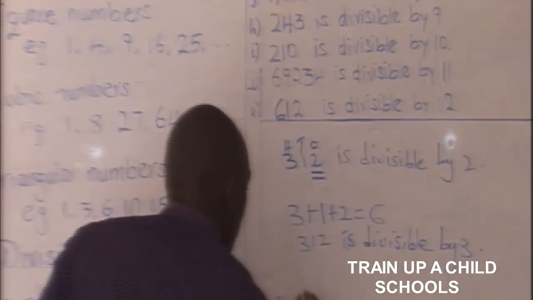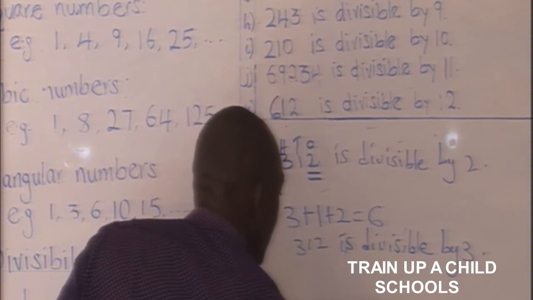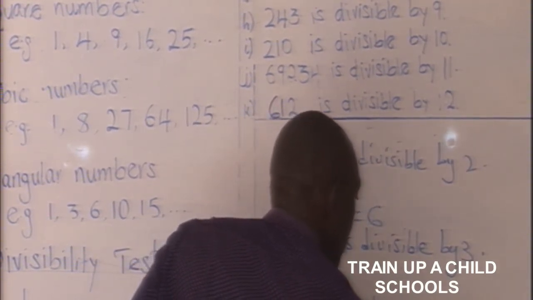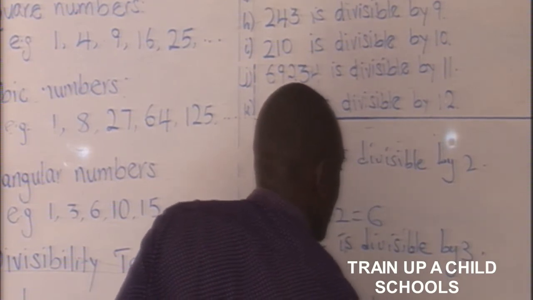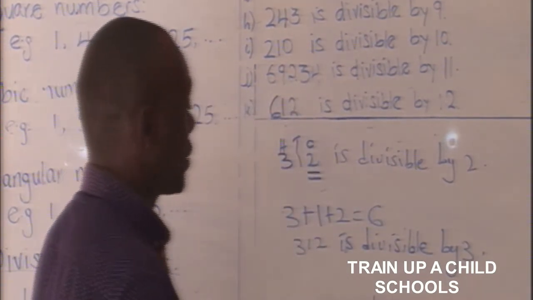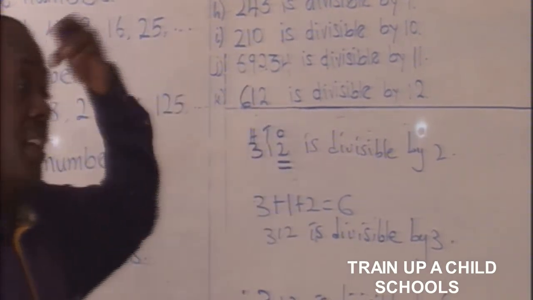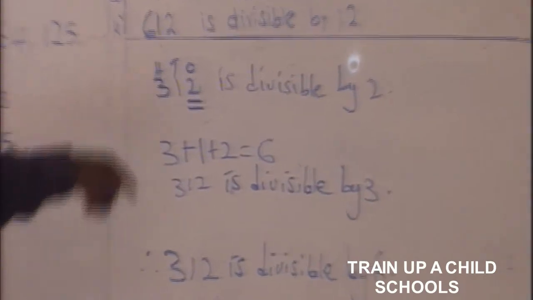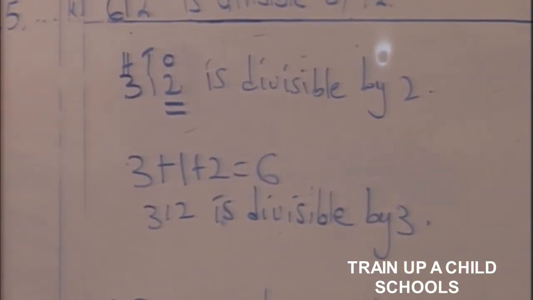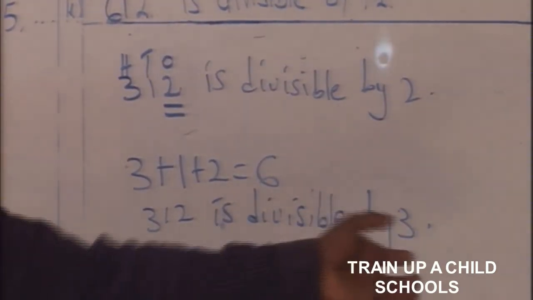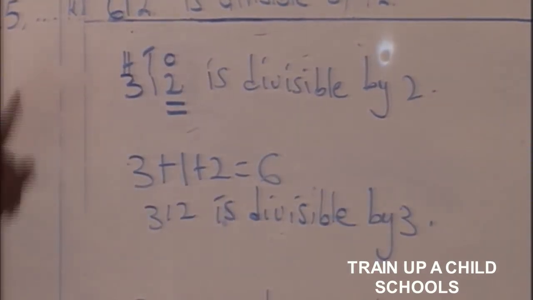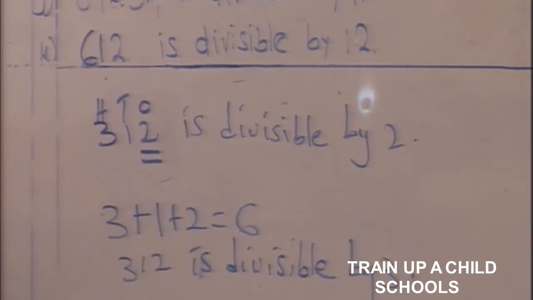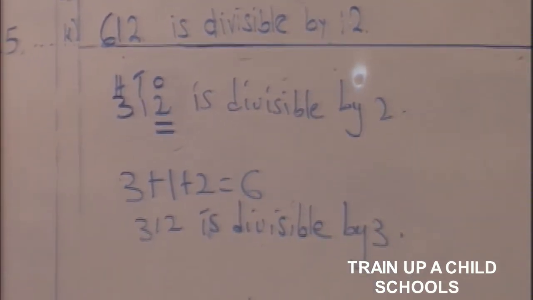You say therefore 312 is divisible by 6. This one doesn't have a specific test. It works within the test of 2 and that of 3. If it qualifies for one and doesn't go into the other, then it's not divisible by 6. It should be by both 2 and 3 like it has been here. We test for 2 and 3 and conclude for 6. Good.